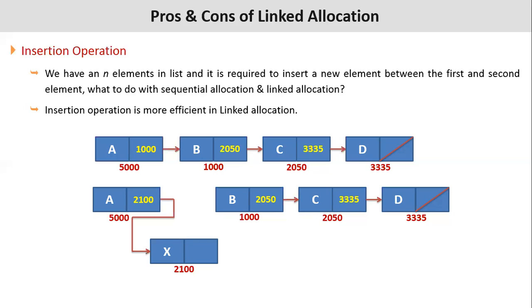Now A is going to link to X, and X is going to link to B. So X is storing an address equal to the address of the B node, that is 1000. X is going to store 1000. So it is going to generate one link, and the insertion operation is performed over here. We are inserting the X value between A and B.